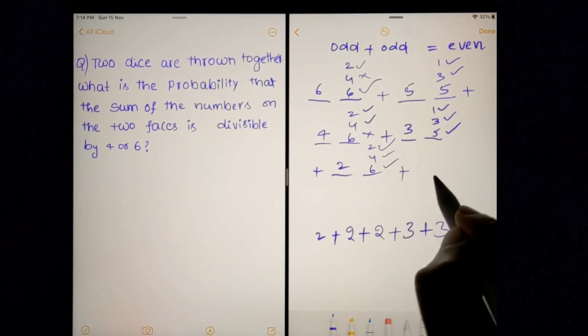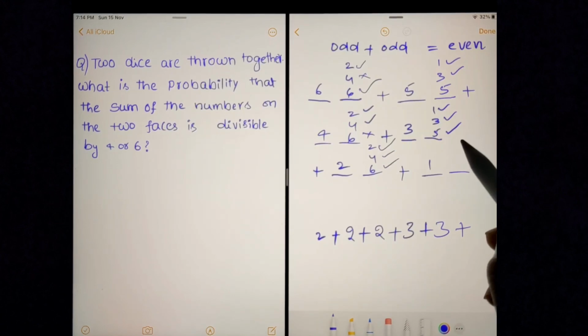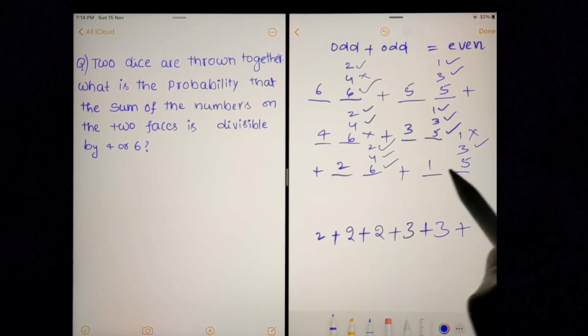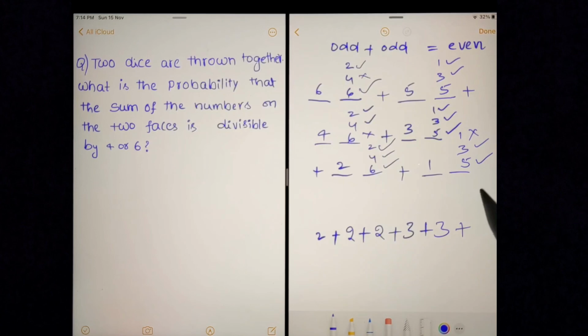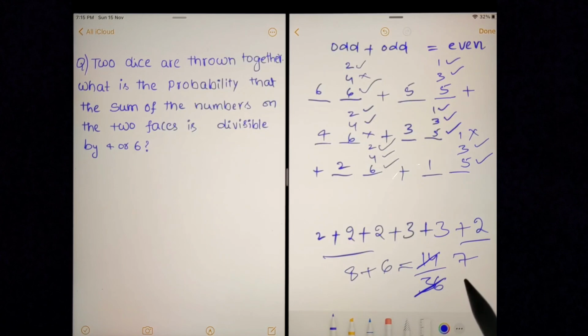And next, if the first number is 1, then the second number can be only odd numbers, that is 1, 3, 5. 1 plus 1, it is not satisfying. 1 plus 3, it is satisfying. 1 plus 5, that is 6, it is also satisfying. 2 outcomes are here. Total 4 2s, that is 8, and 3 plus 3 is 6. 14 expected outcomes are there, and total outcomes are 36. 2 7s and 2 18s. 7 by 18 is the answer.